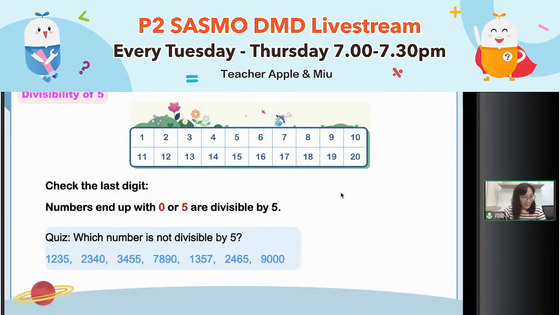Wow, super fast. Okay, good job. Again, do we need to check one by one? No, you just check the last digit, okay? You don't need to apply division here. Good job. Okay, the last one.